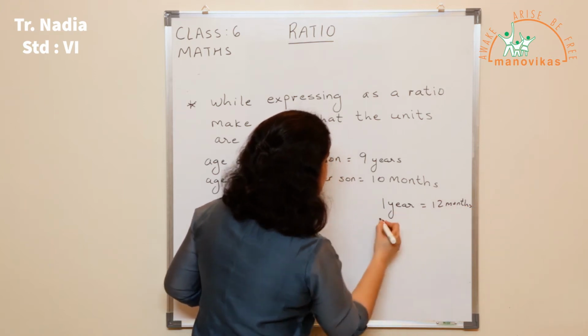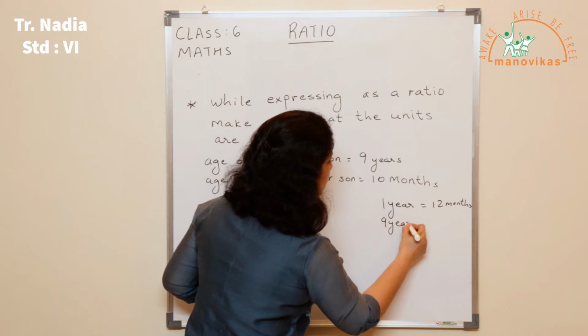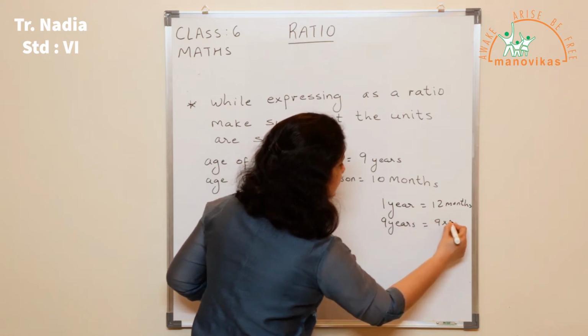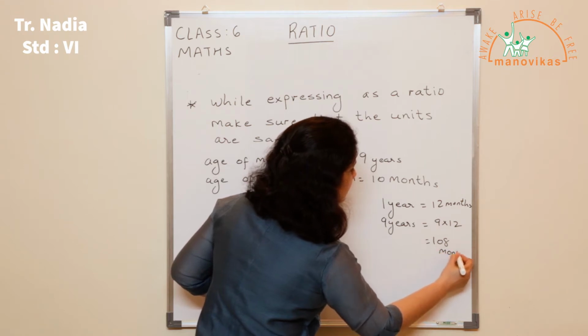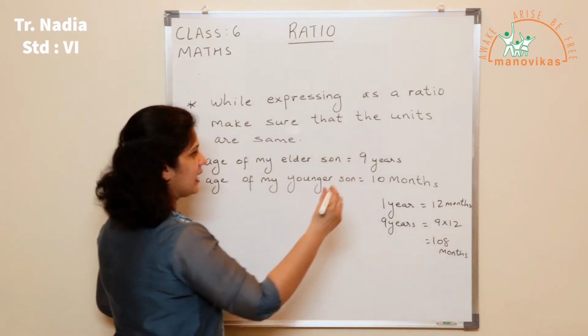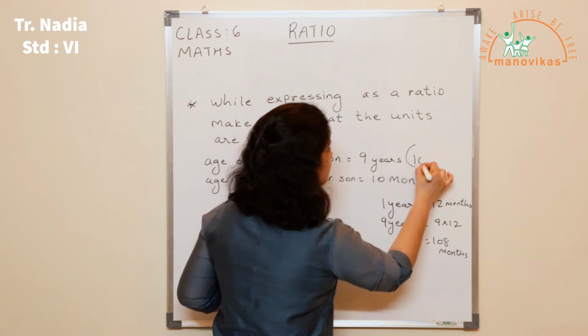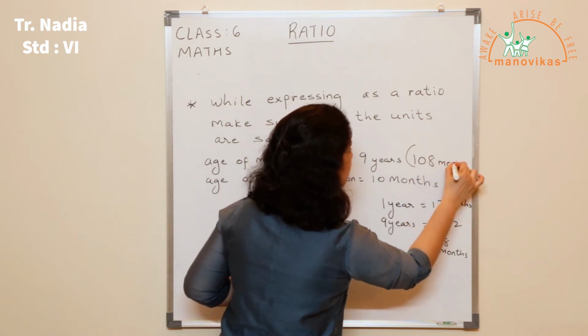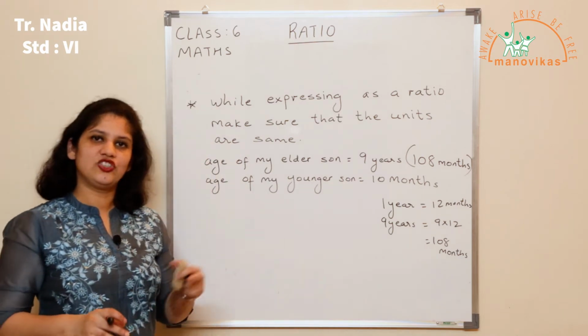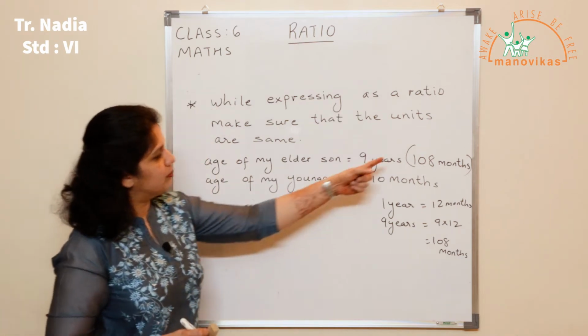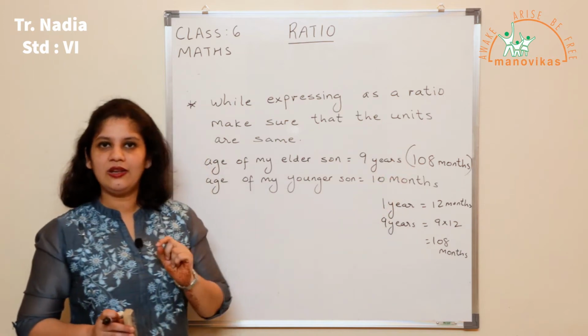So 9 years will be equal to how many months? It will be 9 into 12, that is 108 months. So what I can do is I can say 9 years is the same thing as 108 months. So I have converted my eldest son's age in months. Now both the children are having age in months.